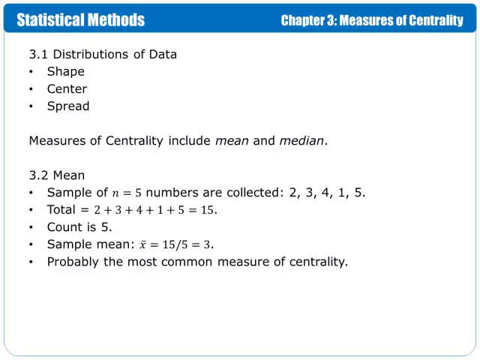Measures of centrality include the mean and the median. First we'll consider the mean. For a sample of n equals 5 numbers, the numbers 2, 3, 4, 1, and 5 for example, we could find the total of those numbers by adding them all up to get 15, and the count or the number of values that we have is 5. So the sample mean is computed as 15 divided by 5, which gives us 3. Now this is what we would typically consider an average.